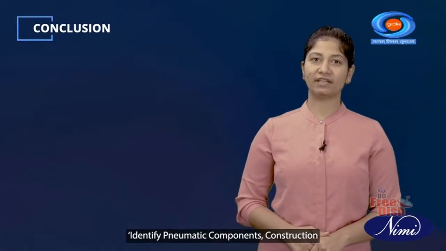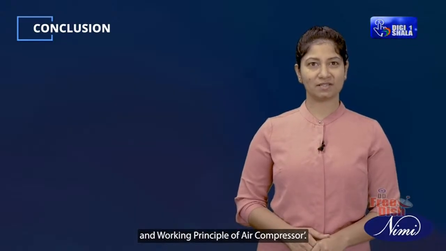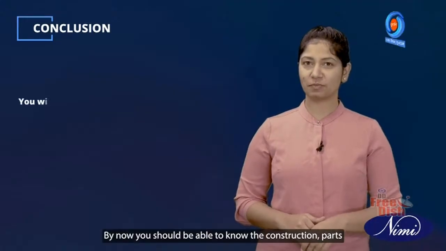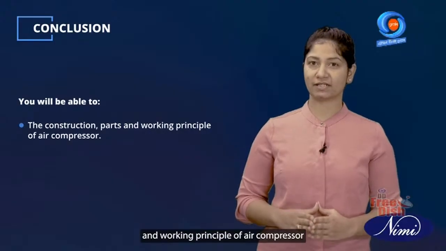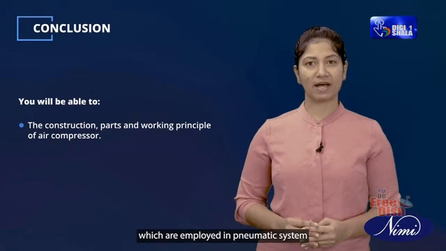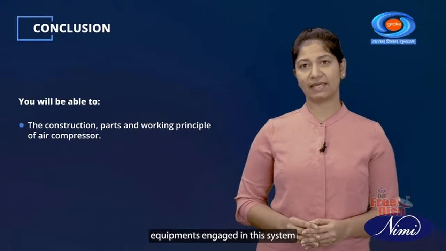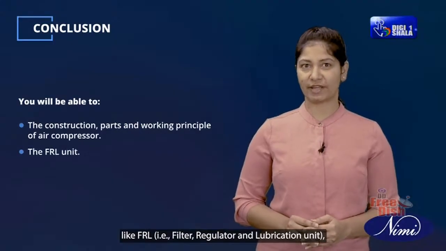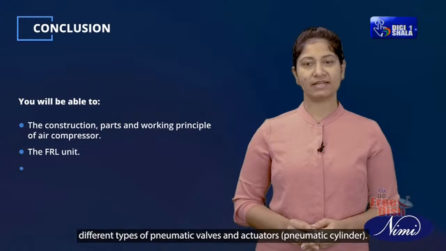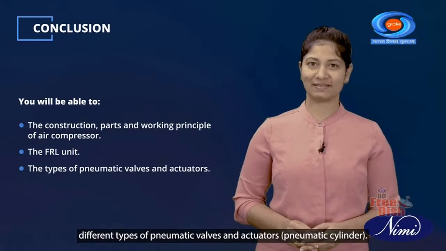We have reached the end of this session on identifying pneumatic components, construction, and working principle of air compressor. By now, you should know the construction, parts, and working principle of the air compressor employed in pneumatic systems, and also the different important equipment engaged in this system like FRL, that is filter, regulator, and lubrication unit, different types of pneumatic valves and actuators, and pneumatic cylinder.